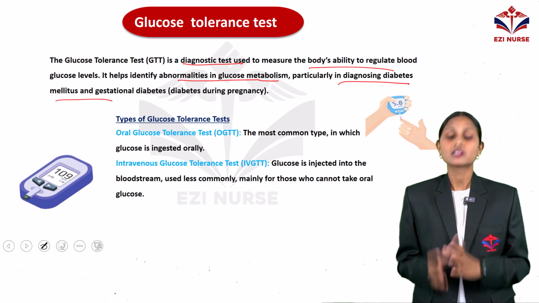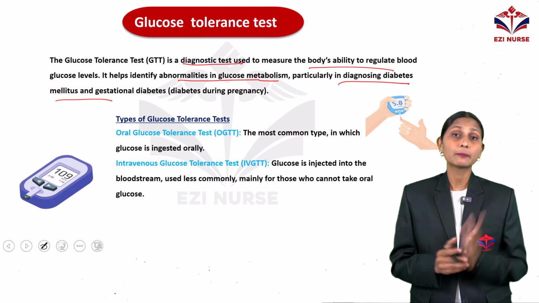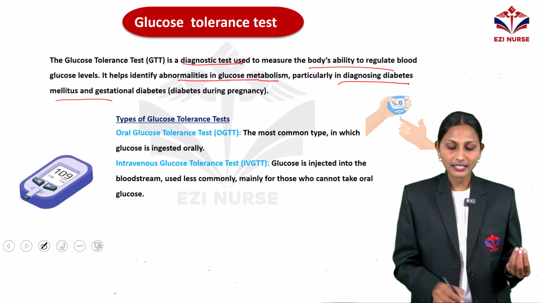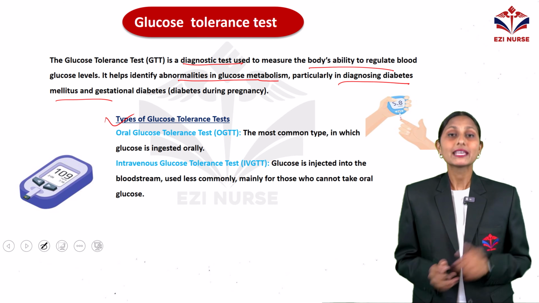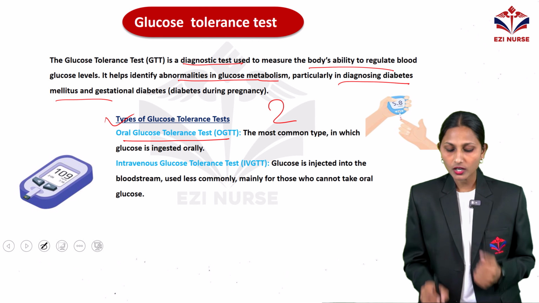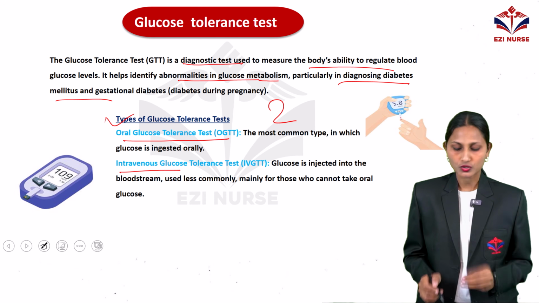So if the person has diabetes mellitus or gestational diabetes, with the help of the glucose tolerance test we can identify that. Next are the types of glucose tolerance test. Basically there are two types: the first one is the oral glucose tolerance test and the second one is the intravenous glucose tolerance test.